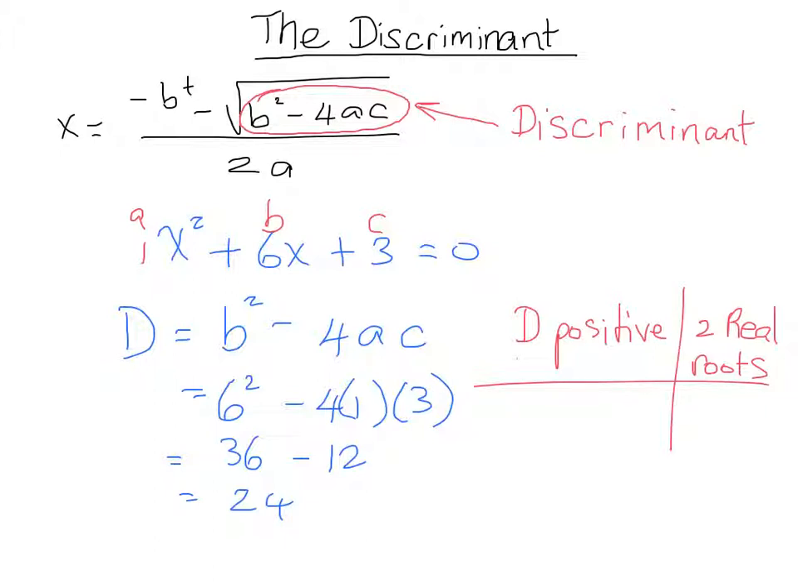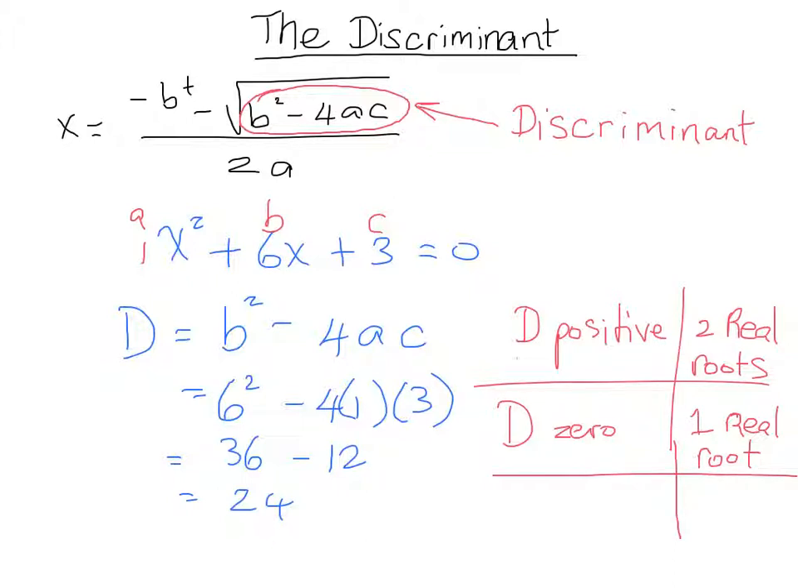Otherwise, let's say we have a discriminant, and our discriminant here is equal to 0. Then we're not adding or subtracting anything. So we only end up getting one answer. So if d is 0, then we have one real root, meaning there will only be one real answer. Or sometimes people say it's a duplicate answer. It's the same answer twice. But I say there's just one real answer, one real root, or one real solution.